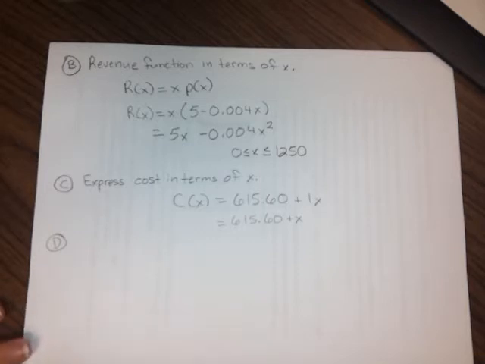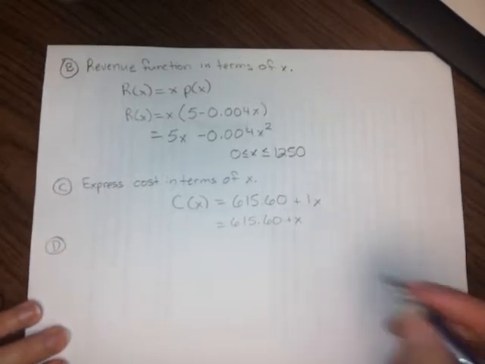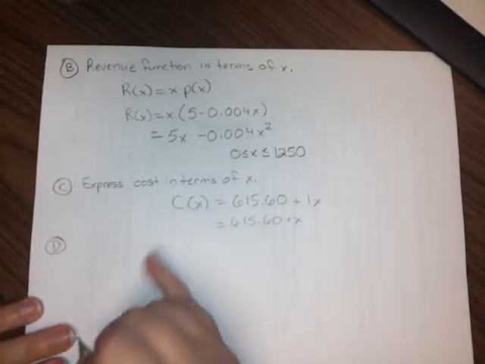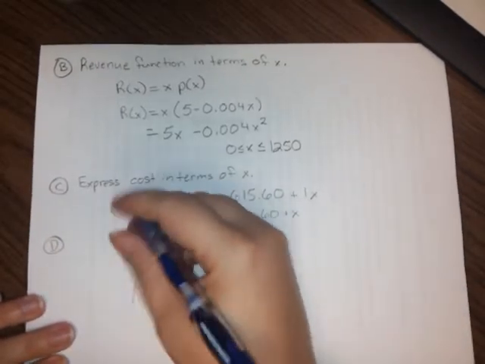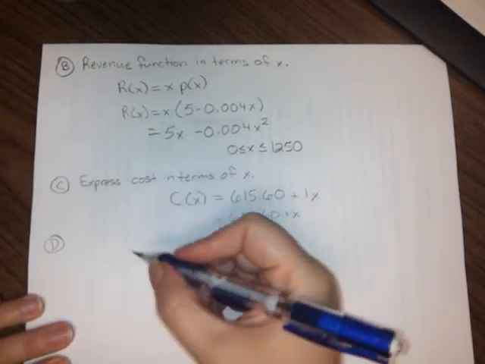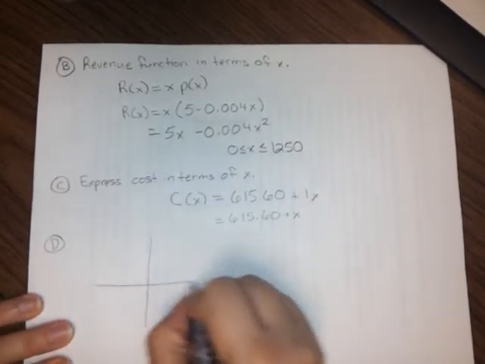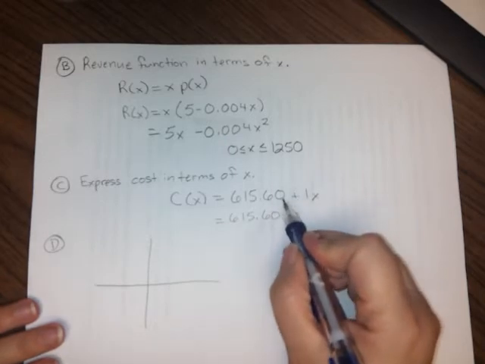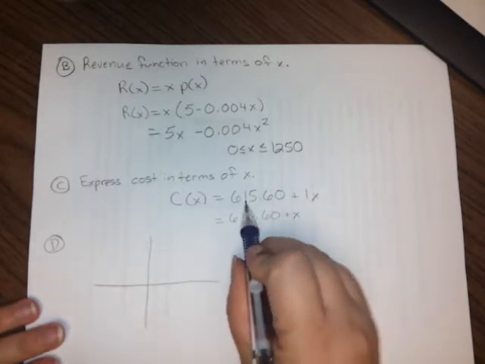Oh, okay, so they want you to graph the cost and the revenue on the same coordinate system, and they want you to choose the right graph that makes sense for that. So here's how I would look at this, because they're going to give you a whole bunch of graphs to choose from. Let me look at that cost function. The cost function is, yeah, that's not what the cost function is. All right. So the cost function I know is linear, and it goes through like $615.